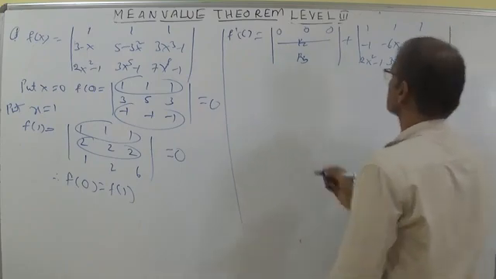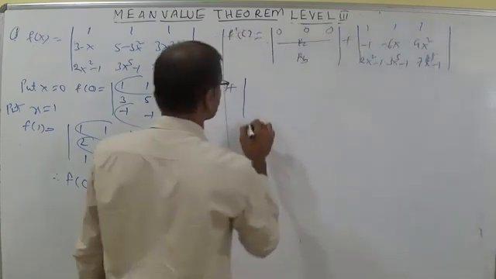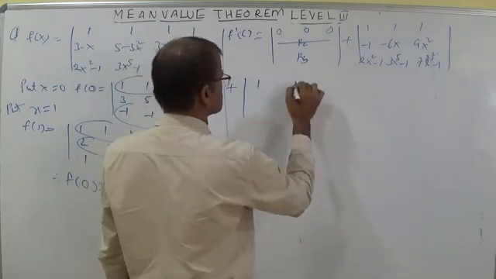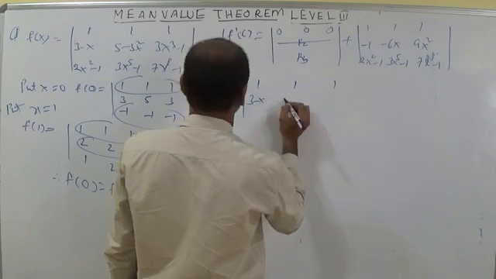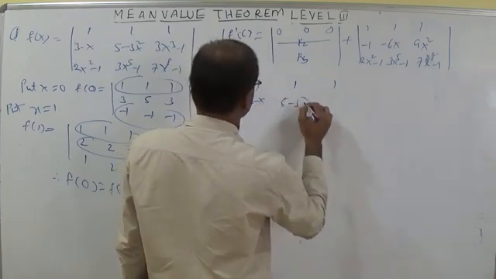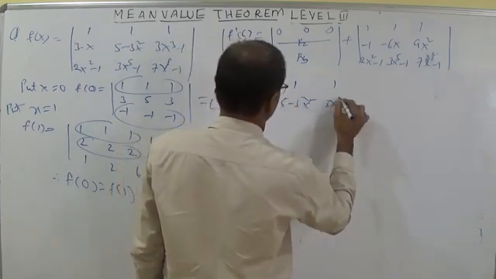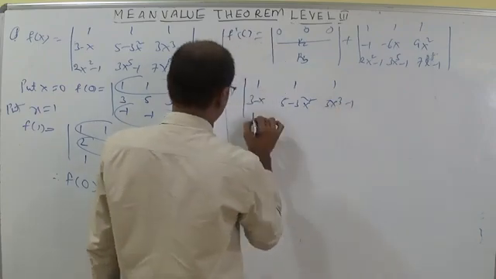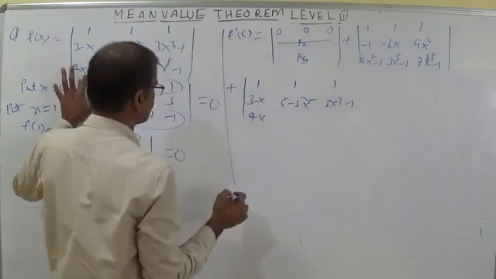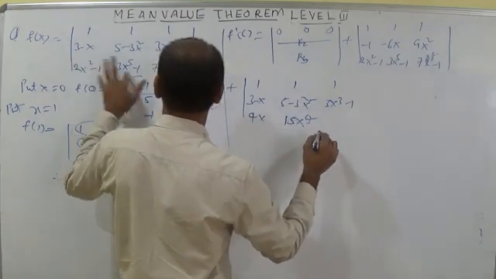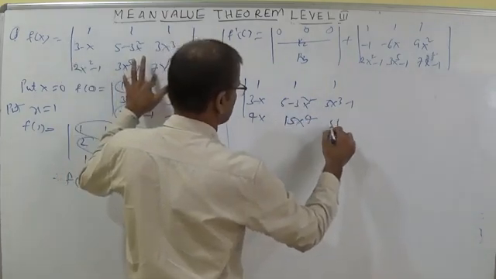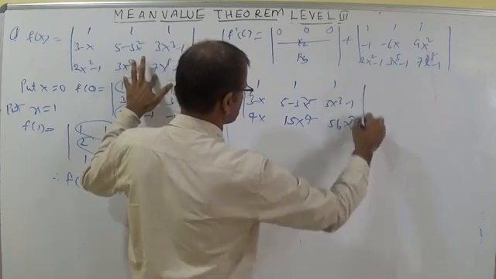Next, let us discuss the derivative of the third row, keeping the first and second fixed. Here 3 minus x, now 5 minus 3x square, 3x cube minus 1. The derivative of the third row is 4x. This can be written as 15x power 4, and this can be written as 56x power 7.